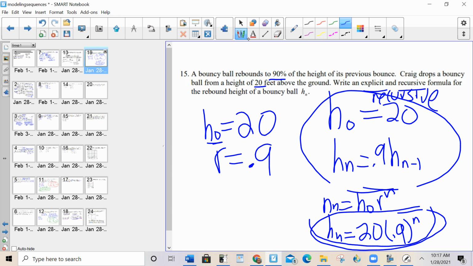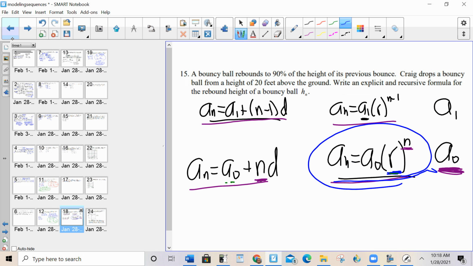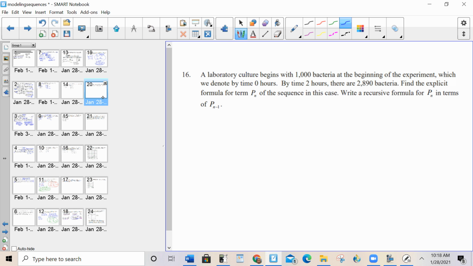So, if you get H0 or A0 instead of A1, your explicit formulas change. The A1s become A0s, obviously, and the n minus 1s become just n's. Other than that, it's exactly the same, and the recursive formula is not affected at all. 16. A laboratory culture begins with 1,000 bacteria at the beginning of the experiment, which we denote by time 0 hours. So is 1,000 A1, or in this case P1, or is it P0? Time is 0 hours, it's P0.